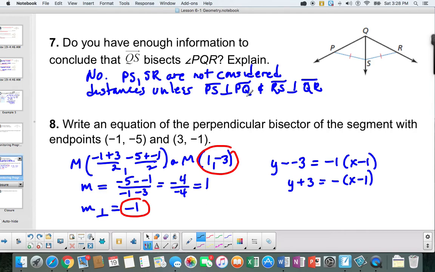Even though it shows these lengths are the same, they're just lengths. They're not distances. And if you tried this perpendicular bisector again, you would have gotten this answer right here. And you can simplify it if you wish. And this is the end of the screencast.